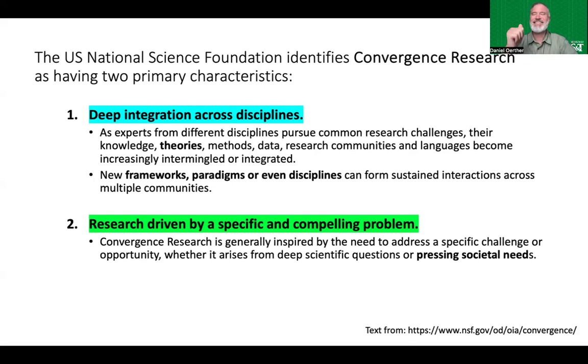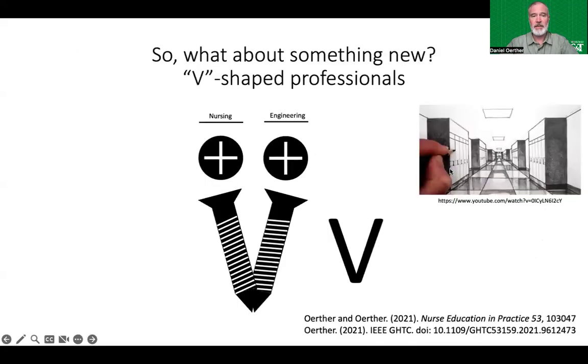First, convergence is a deep integration across disciplines. We're not talking multidisciplinary. We're not talking interdisciplinary. We're talking transdisciplinary, across disciplines, from one thing to another. Translate from English to another language, right? Not like kind of mix them back and forth, but actually create new frameworks and paradigms, perhaps even new disciplines. And then we're going to have research that's driven by a specific and compelling problem, in particular, a pressing societal need. Now, in the shape of a V, this is what we're thinking about as convergence research.